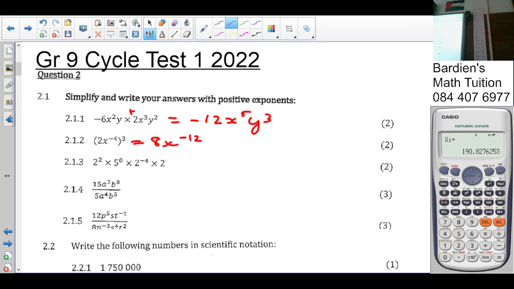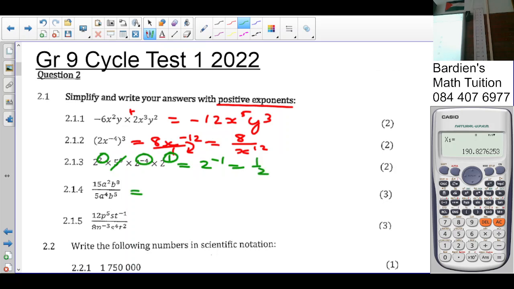The question says simplify and write your answer with positive exponents. As you can see, the x has a negative exponent. That's naturally over 1, so you take that down. So it's 8 over x to the exponent 12. In Question 2.1.3, remember when you're multiplying and bases are the same, you add the exponents. That 2 has an exponent of 1 there. Anything to the power 0 is 1. So it's going to be 2. 2 plus -4 is -2, plus 1 is -1, which gives us an answer of a half.